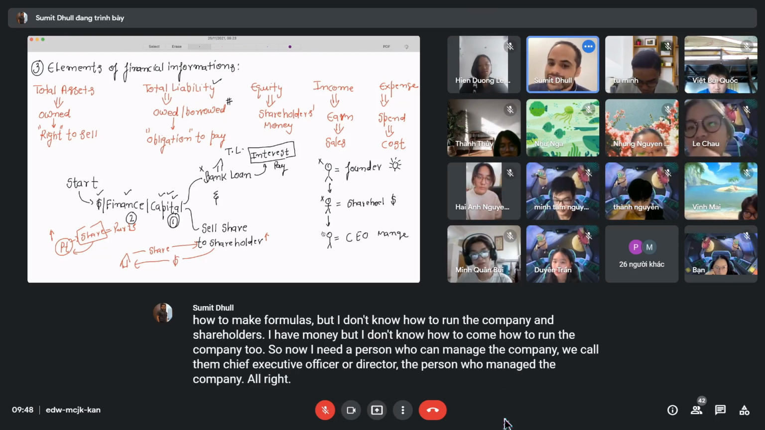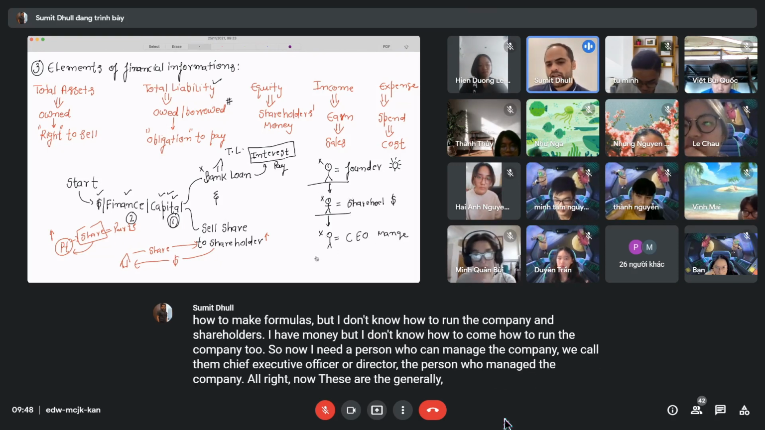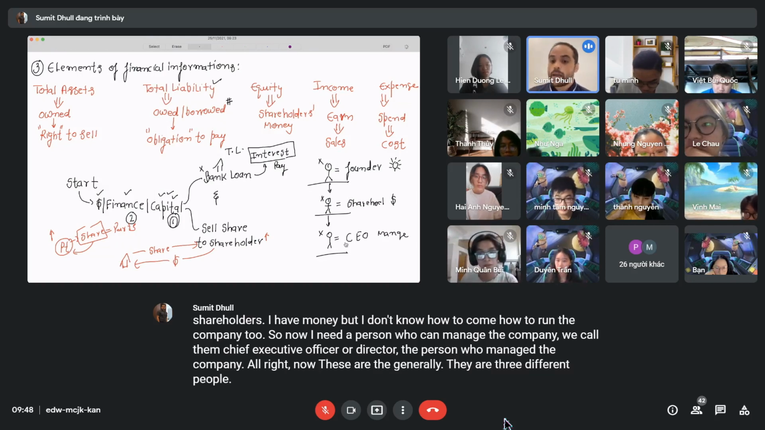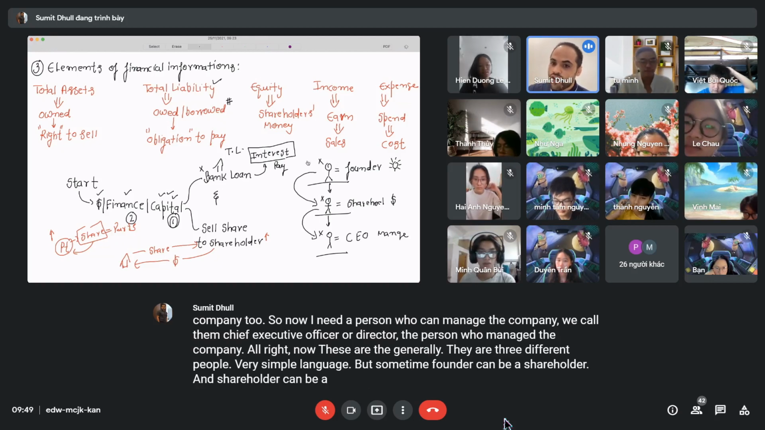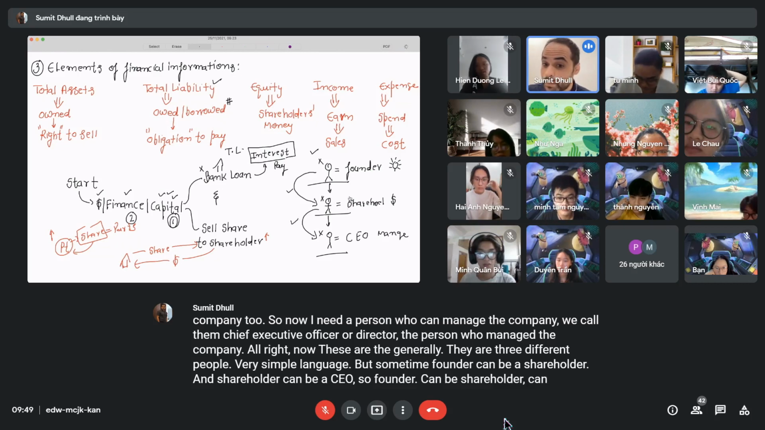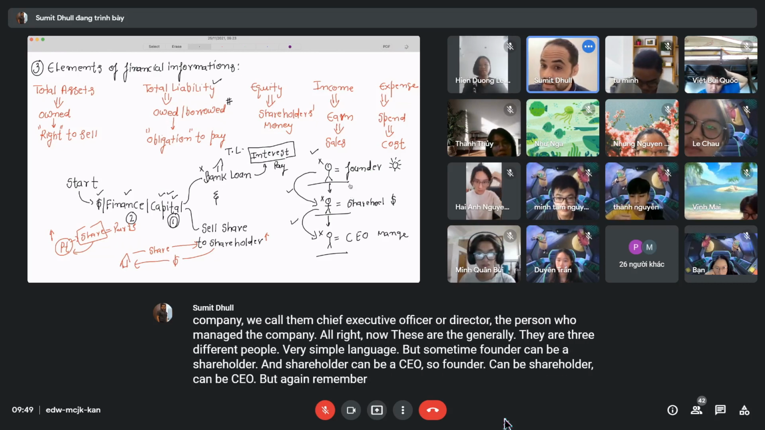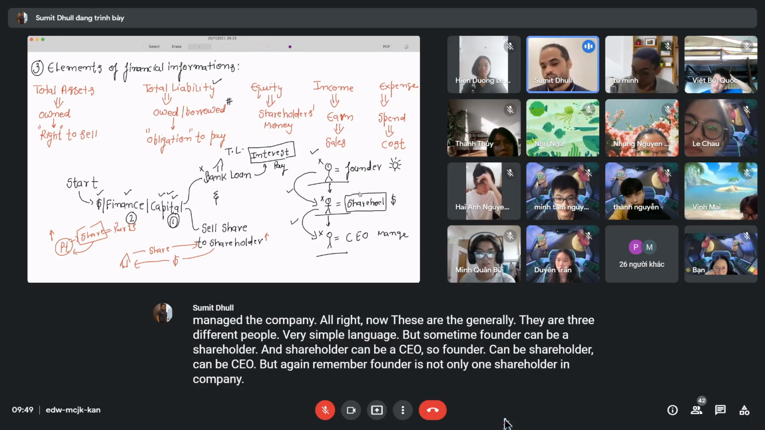All right. Now, generally they are three different people, in very simple language. But sometimes the founder can be a shareholder, and a shareholder can be a CEO. So the founder can be shareholder, can be CEO. But again, remember, the founder is not the only shareholder. In a company, we do not have one shareholder.